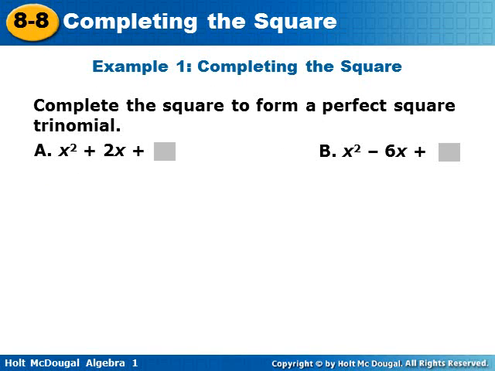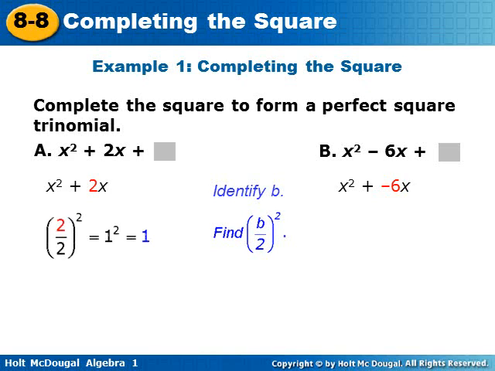Complete the square to form a perfect square trinomial. For a, we have x squared plus 2x plus blank. We're going to identify b, which is 2. And in b, we had x squared minus 6x plus blank, and we identify b, which is negative 6. Then we find b divided by 2 squared. So for a, 2 divided by 2 is 1, squared equals 1. For b, negative 6 divided by 2 squared is 36/4 or 9.